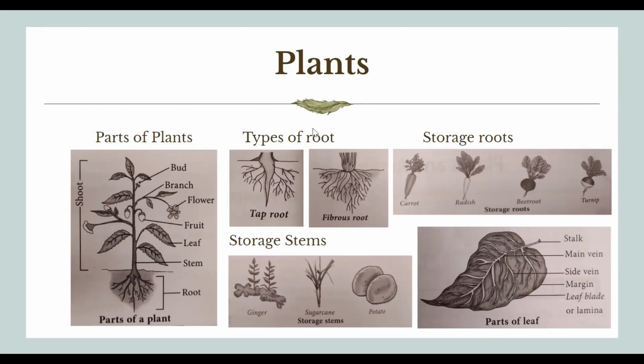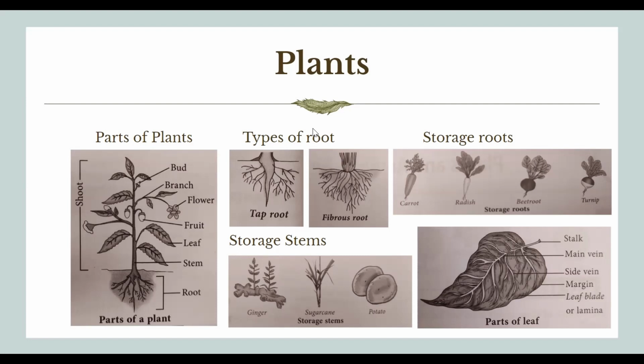We have parts of plants. In parts of plants, you are seeing that we have the root below and the shoot above. The roots are under the ground, beneath the ground, and the part which is above the ground is called shoot. What all comes in the shoot? We have the bud, which is going to become a flower someday. We have branches, fruit, leaf, and stem.